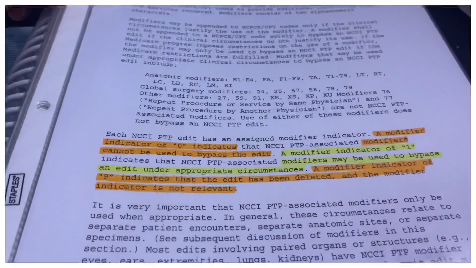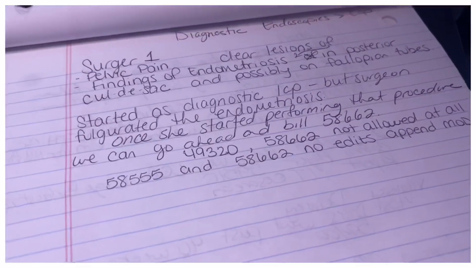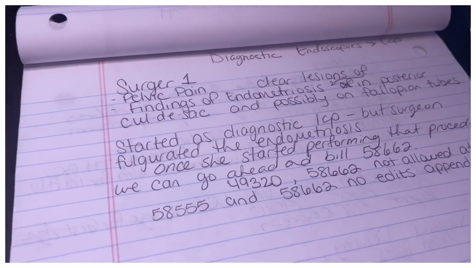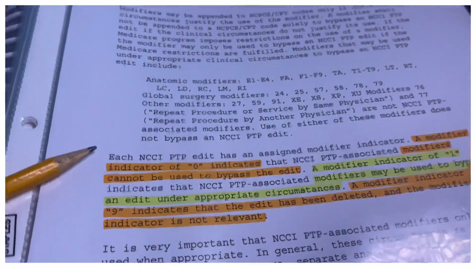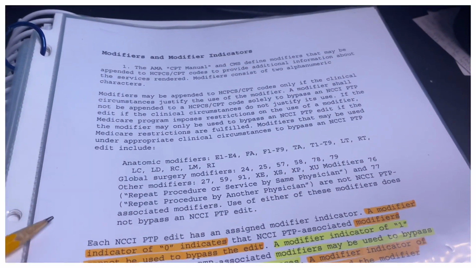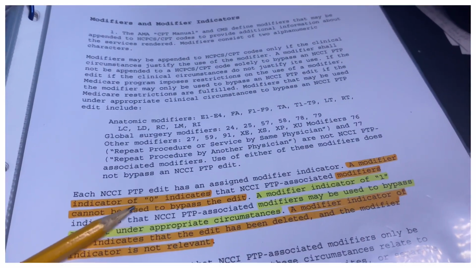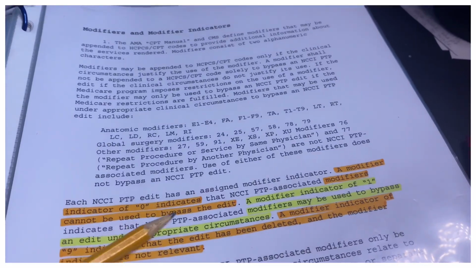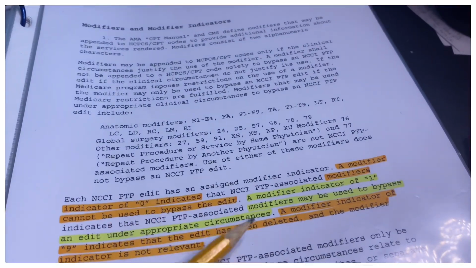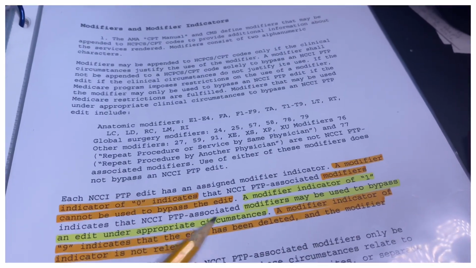Okay, so this is another area that I was pretty much telling you guys about before, when I said I had run these two codes, 49320 and 58662, to see if there were any NCCI edits. And here it tells me, and this is just the modifiers and modifier indicator, I can't remember where I got this from. I'm pretty sure it's probably CMS's website, but each NCCI PTP, which is procedure to procedure edit, has an assigned modifier indicator. A modifier indicator of 0 indicates that NCCI PTP associated modifiers cannot be used to bypass the edit.